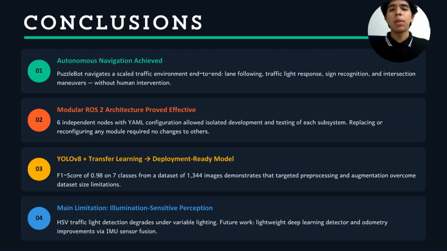We achieved the main goal. The robot navigates the full circuit autonomously. The ROS2 architecture worked well. YOLO V8 with transfer learning hit 0.918 F1 score on a small dataset, which was a pleasant surprise.